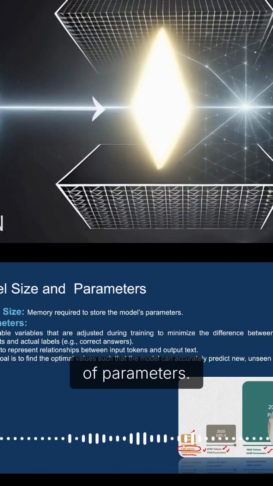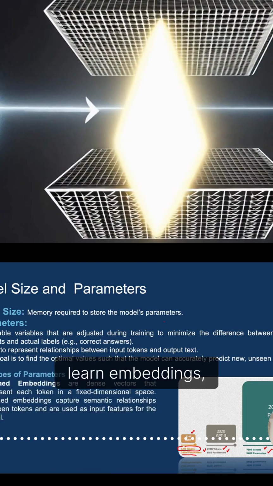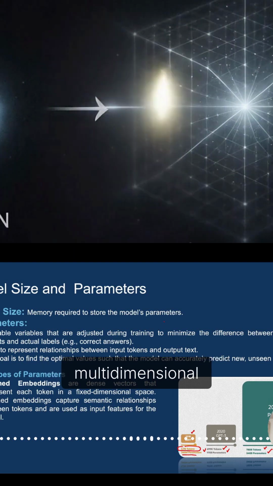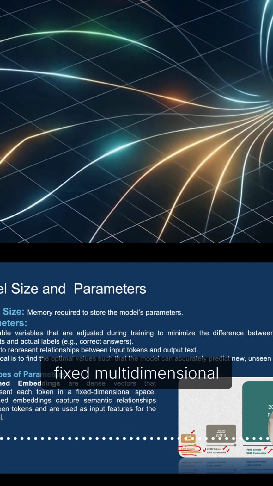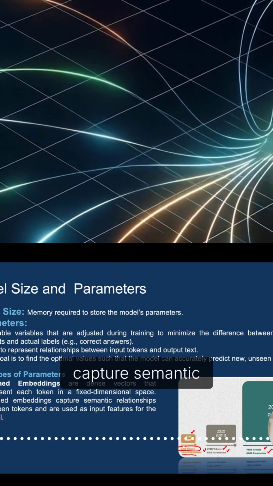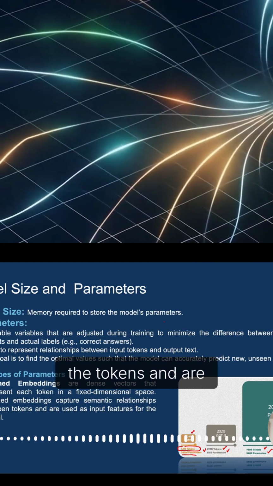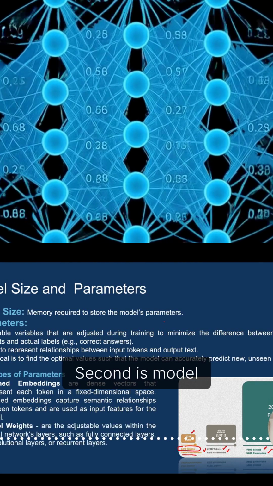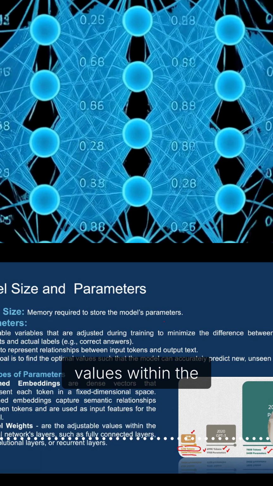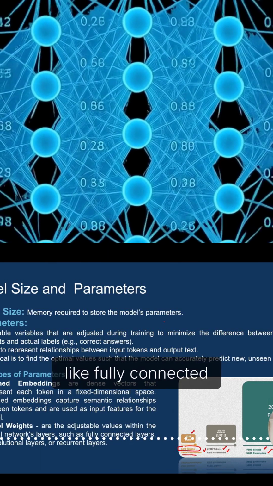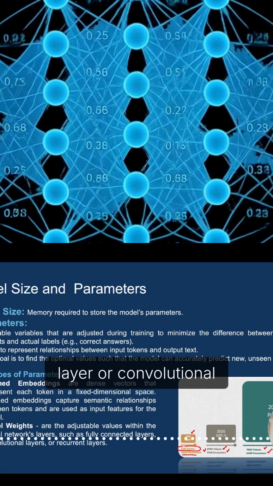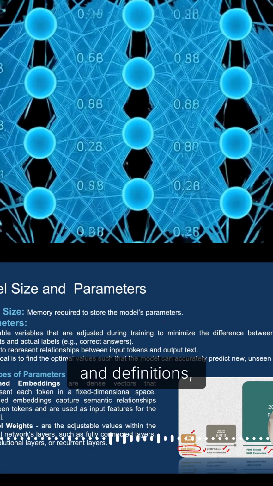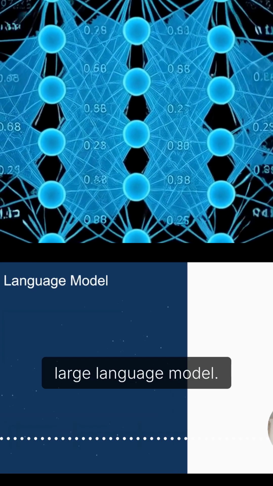There are two types of parameters. One is learned embeddings, which are dense vectors that represent each token in a fixed multi-dimensional space. These learned embeddings capture semantic relationships between the tokens and are used as input features for the model. Second is model weights. These are the adjustable values within the neural network layers, like fully connected layers, convolutional network layers, or recurrent layers. So these are important terms and definitions with respect to large language models.